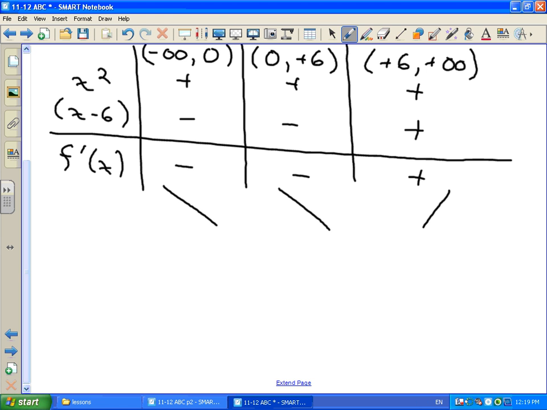So what can we figure out? What can we say about local max and min here? Nick. Local min is 6. Okay. X equals 6. Okay. And what about x equals 0? Yeah. X equals 0 is neither a local maximum nor a local minimum. So we've got just that one local minimum here.